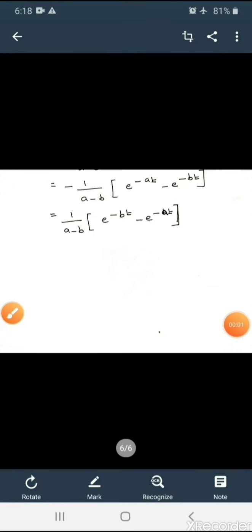So we get minus 1 by a minus b into e power minus at minus e power minus bt. Now you can multiply this minus sign inside. So we get 1 by a minus b into e power minus bt minus e power minus at. So this is the inverse Laplace transform of 1 by s plus a into s plus b using the convolution theorem.